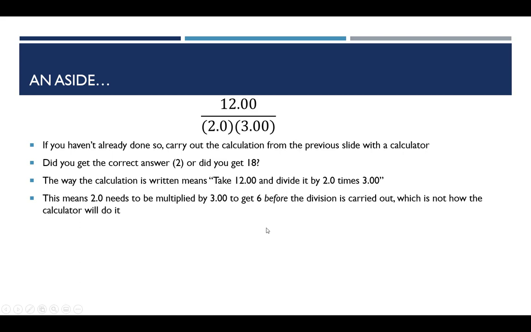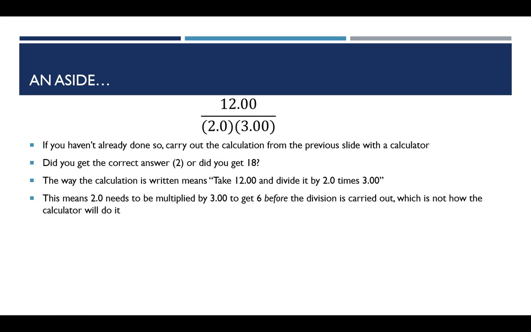And remember, the order of operations, PEMDAS, says you first do what's in parentheses. There's parentheses here, but there's nothing in there. Then you do exponents, but we don't have any exponents here. Then you do multiplication and division in order from left to right. So if you just say 12 divided by 2 times 3, it would give you 18, and that's not what this notation is telling you to do.